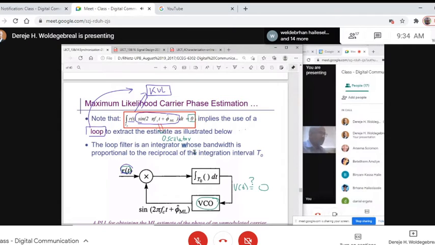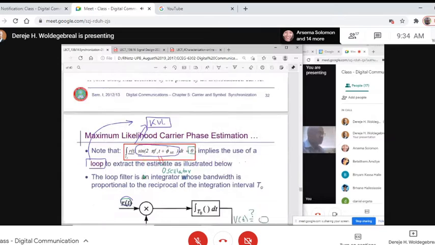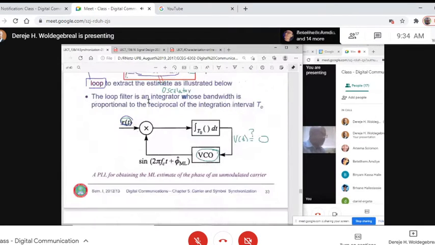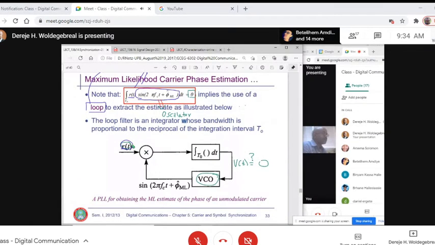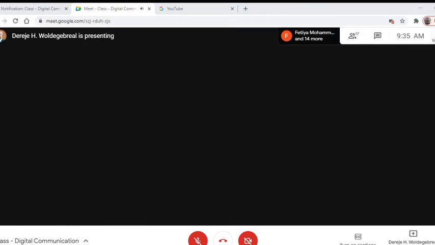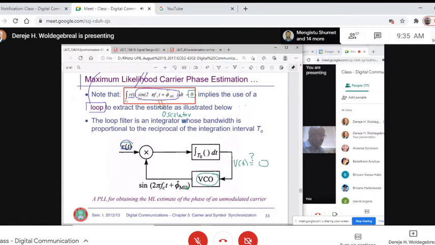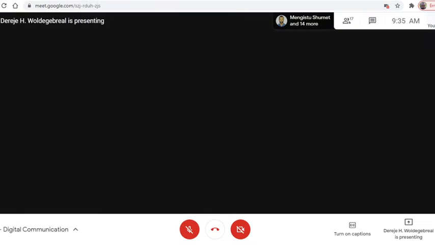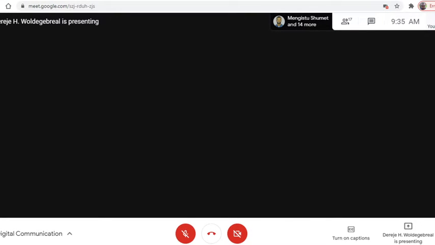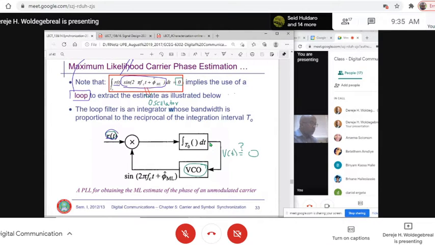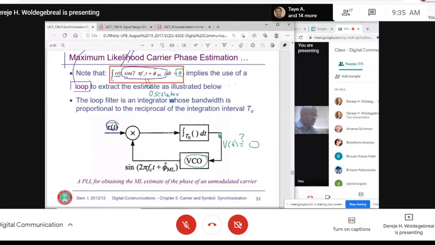So from that perspective, an equivalent way of implementing this circuit is via this one. You start with the received signal R of T, and then you have a local oscillator which is designated as VCO. The local oscillator would generate a certain sinusoidal signal with certain phase phi hat. You take the product of the two, and then you integrate it. If the phase shift introduced by the oscillator and the phase shift embedded in R of T are equal, then the output of the integral would be zero as per this equation. If not, we will have some voltage, and depending on this voltage value, the VCO would keep on changing its phase.